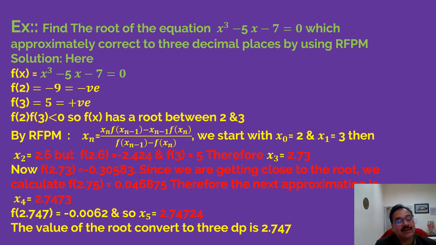It means the root is lying between 2 and 3, because this satisfies f2 into f3 is less than 0. So f(x) has a root between 2 and 3. Okay, so it is clear. Prima facie we have to search for the interval in this method. And once you have found the interval, you can restrict yourself to where the value is, and then you can utilize the formula.